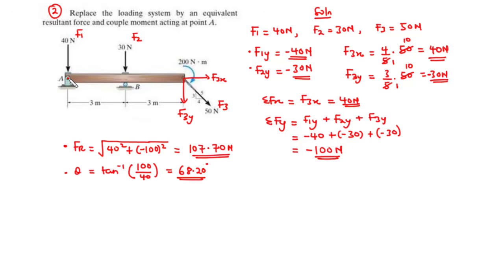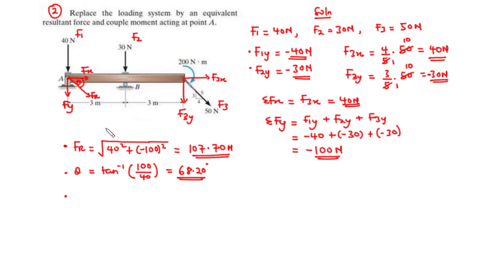Now at point A, we had Fx to be positive, so that is acting along the positive x-axis, and then Fy to be negative, so along the negative y-axis. So we are going to have Fr acting somewhere along this line, and we have this to be the angle theta. So we have the equivalent resultant force to be 107.70 newtons.